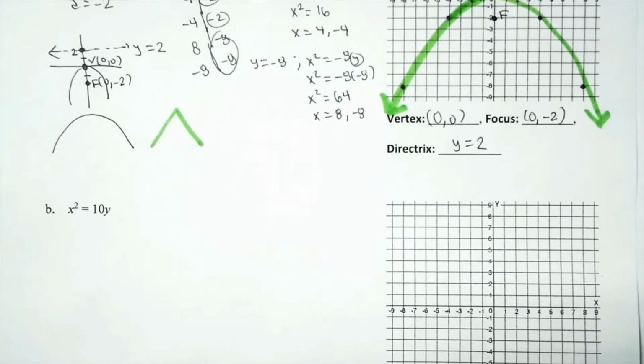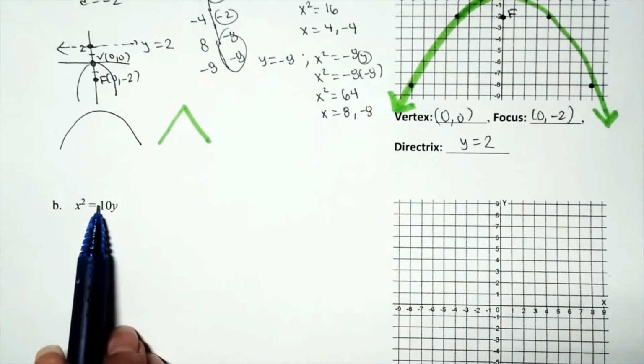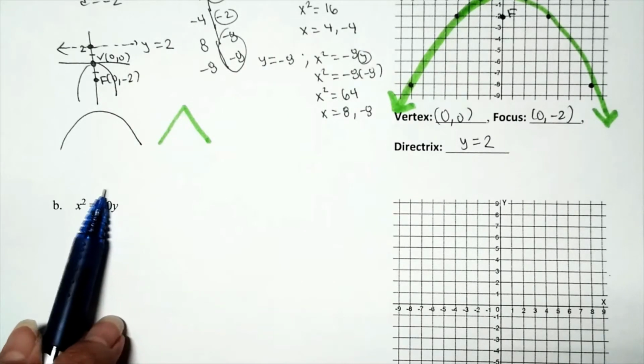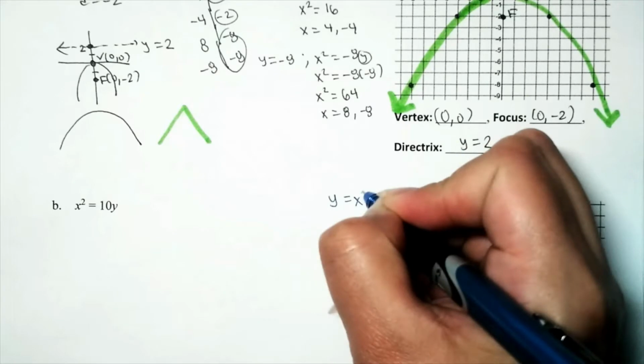So problem B, we are asked to graph x squared equals 10y. I'm really not used to writing the equations in this format, so I'm going to cover up the 10 and focus on the variables. So we have y equals x squared. Again, this reminds me of y equals x squared.